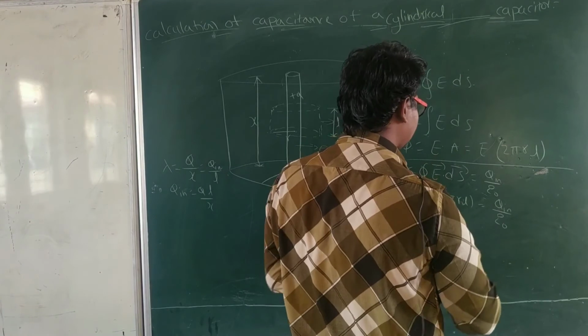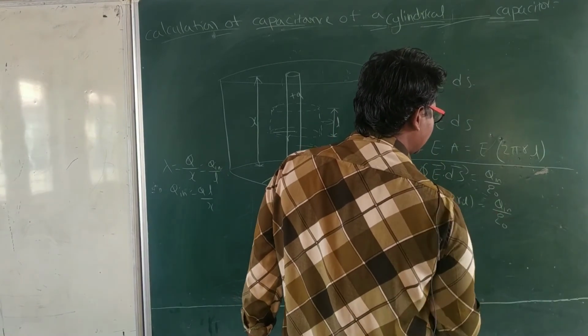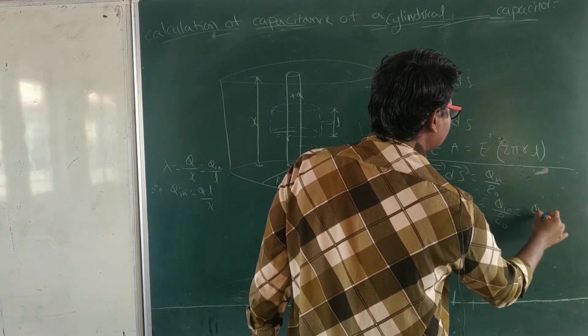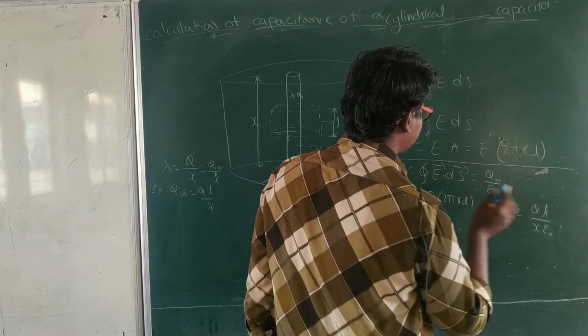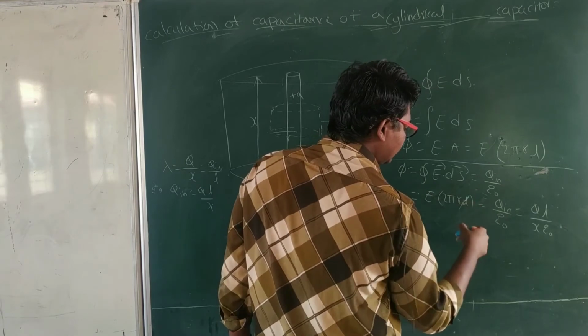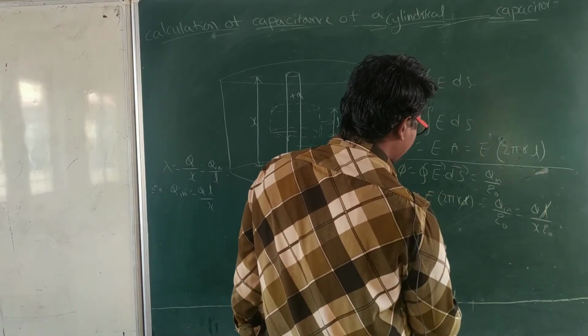Now, in the place of Q in, we can write QL by x epsilon naught. That is, L and L get cancelled.